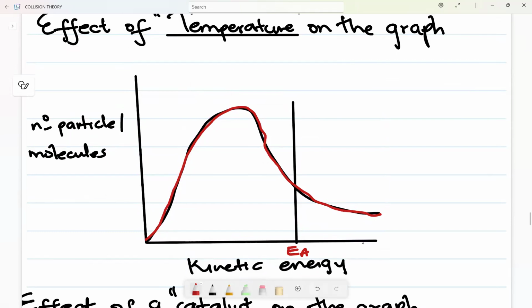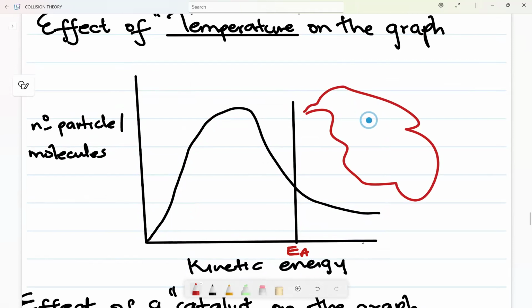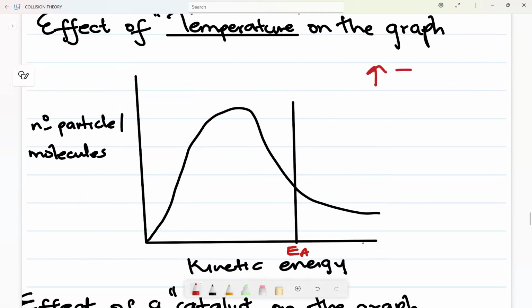Okay, let me remove that. These particles here, since they have a high kinetic energy, will want to shift to the right, because now they have what? They will be like, hey, we now qualify to be on this side, because we now have the kinetic energy. So with increased temperature, the graph in red, they will be like, hey, we now have kinetic energy that is sufficient for us to collide effectively.